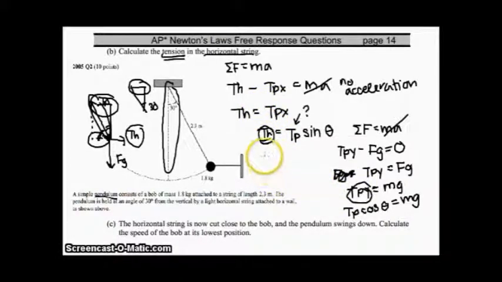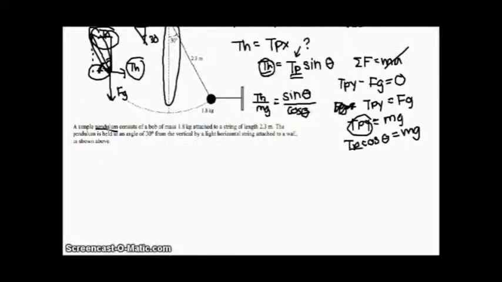Since we have both the x and the y components, I'm going to put them over each other using the triangle theorem. So we have Tp of both. If we write it out, it's going to look like this. Alright. And now we have the tension horizontal in our formula. So we just need to solve for that.